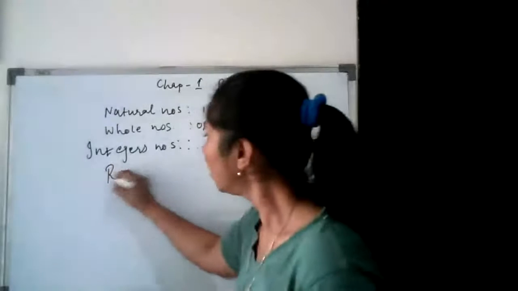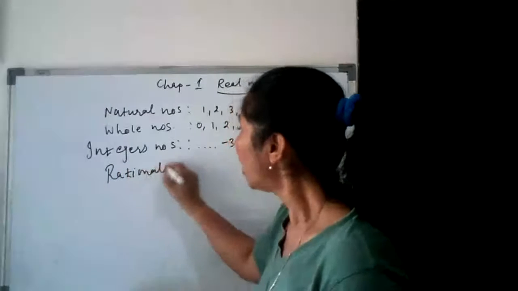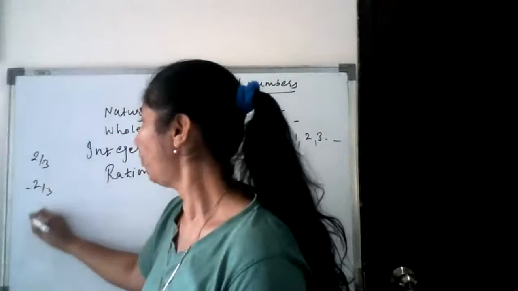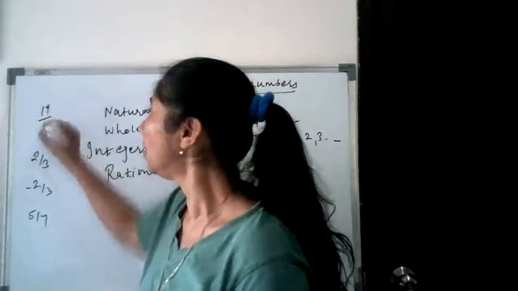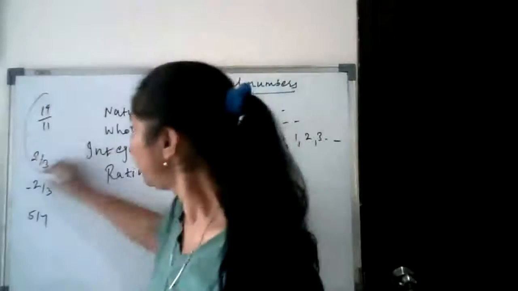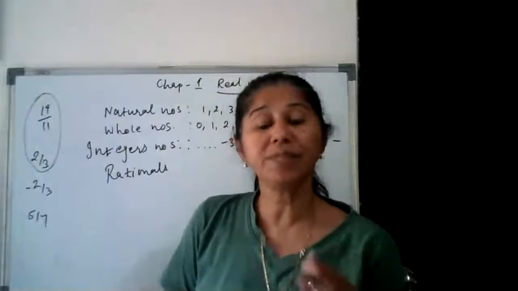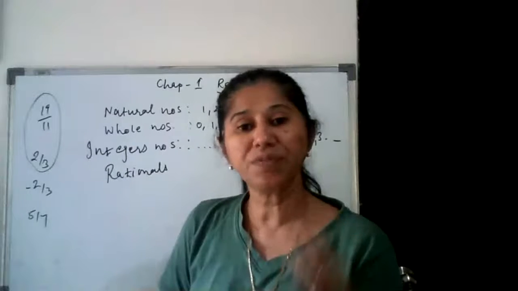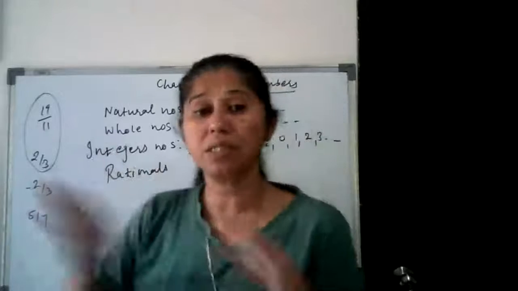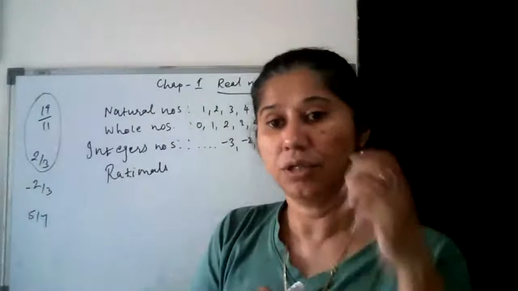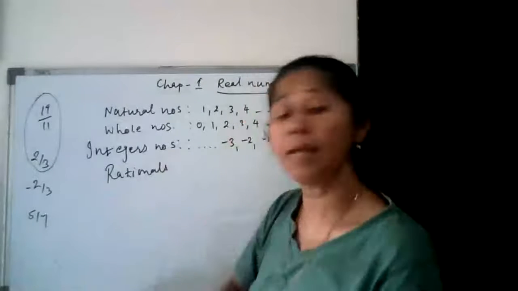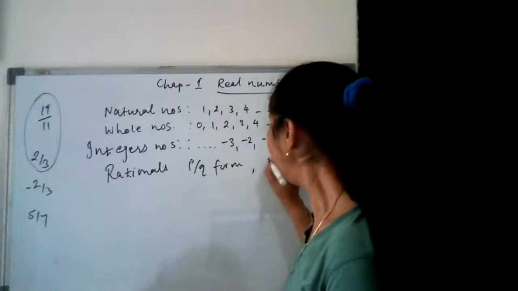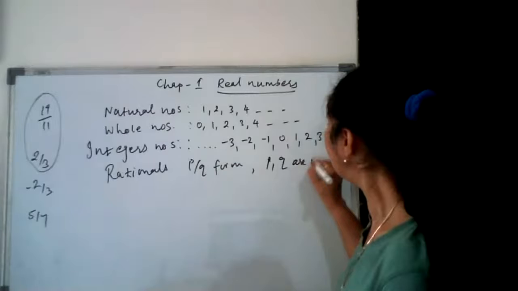Then we extended further: what about the numbers which are not part of this? Examples are 2 by 3, or minus 2 by 3, or 5 by 7, or 19 upon 11. If you are familiar with this, when positive, you learned them as fractions, a part of a whole. But when we group them, they did not follow any of the categories here. So we describe rationals as any number of the form p by q, where p and q are integers.